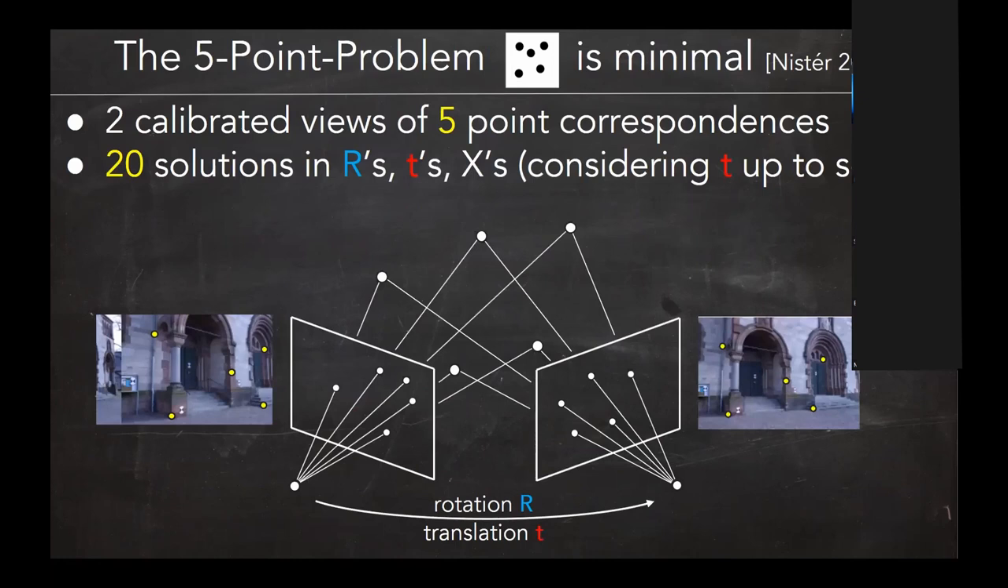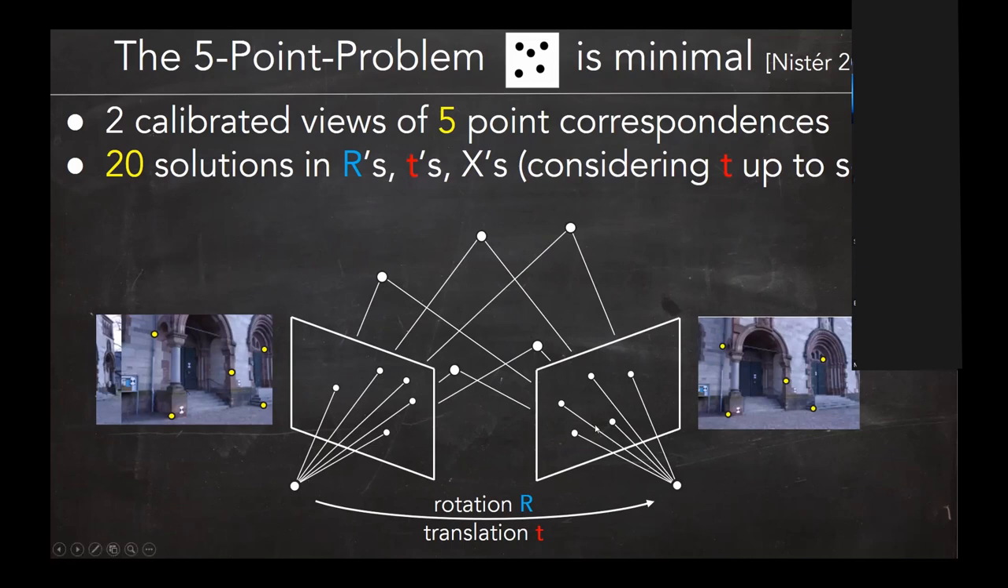And what we talked about before already was this 5 point problem. That means you have two cameras seeing 5 points in space. So we have an image on the left and an image on the right. We have these 5 points that are corresponding points. This one corresponds to that one and so on. The correspondences must be known, and from them we can compute these positions.